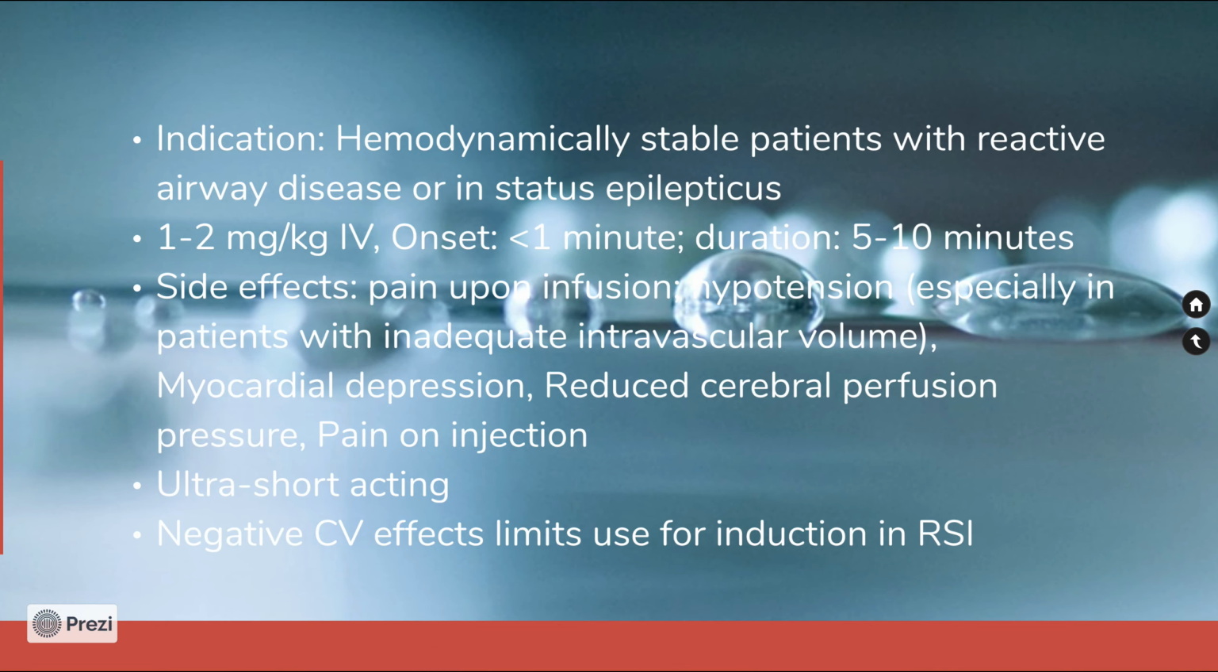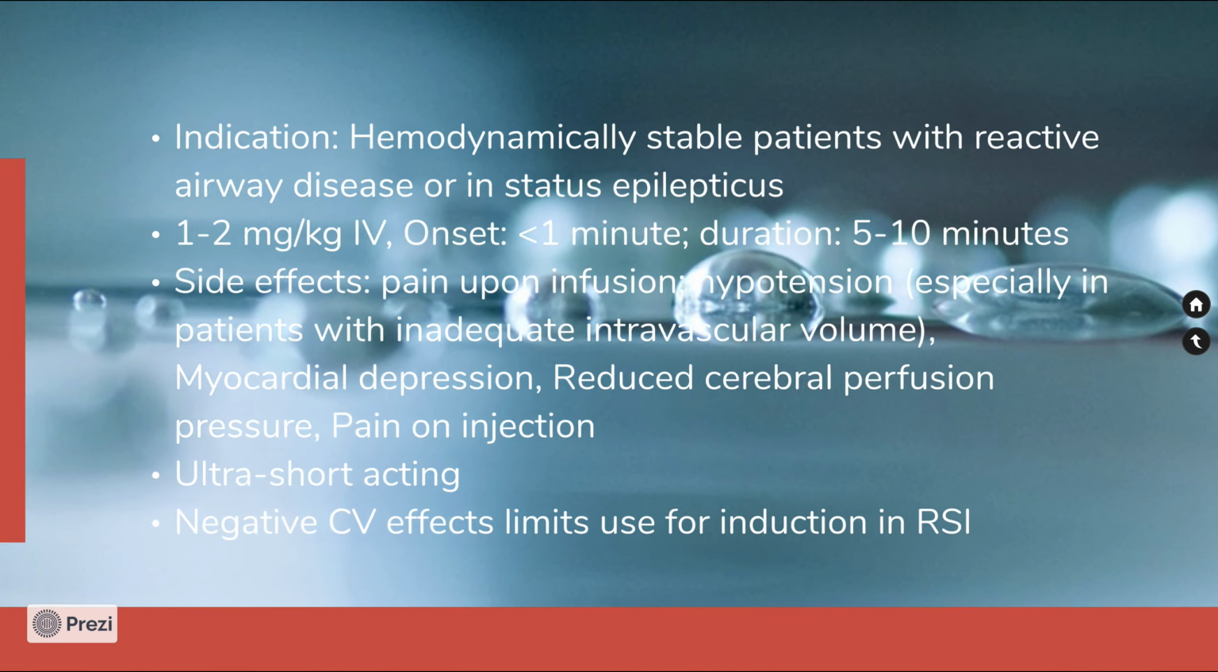Propofol. Propofol is indicated for hemodynamically stable patients with reactive airway disease or active seizure. It can cause hypotension, myocardial depression, reduced cerebral perfusion, reduced intracranial pressure. It is ultra short acting, but these negative effects limit its use for rapid sequence induction. But it is still useful for patients who are having active seizures or reactive airway disease.